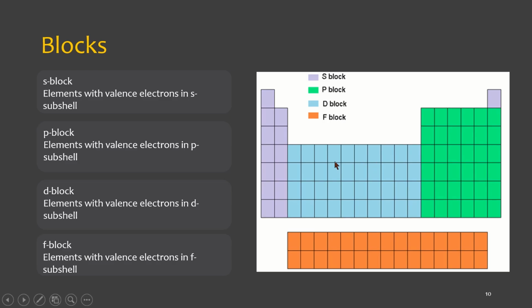All the transition metals are here in the d block. So this is how elements are organized into blocks on the basis of the valence electrons. Hydrogen is an s block element. Similarly, helium is also an s block element.